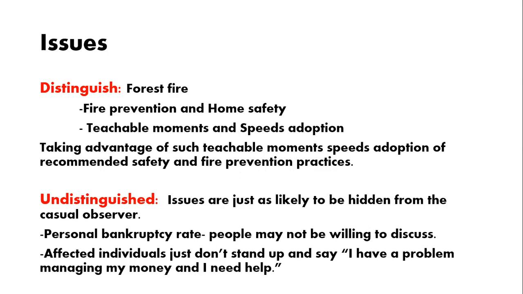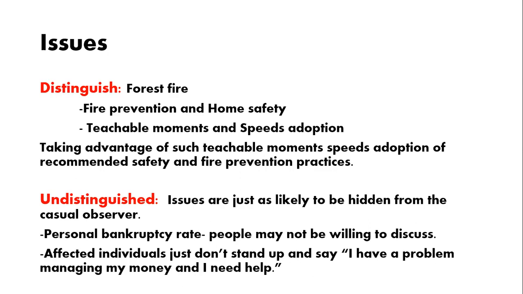As an example, I am telling you, forest fire, right? Forest fire is a distinguished issue. You can clearly identify it as a problem, right? For distinguished issues like fire prevention and home safety, that is the area you have to consider. Teachable moments and speedy adoption are there: taking advantage of teachable moments, speedy adoption of the recommended safety and fire prevention practices, right? You have to keep in mind there are two types of issues. One is distinguished, one is undistinguished.